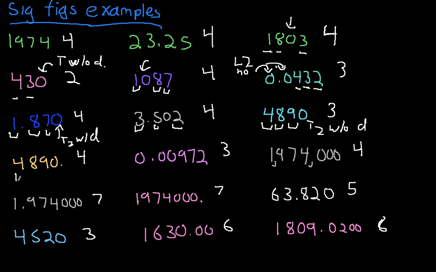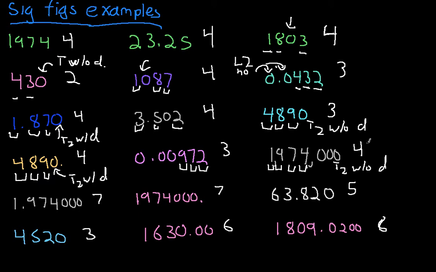This one, notice how it's very similar to the one before, but here it has a decimal place, so this is a trailing 0 with a decimal place, and that's why it has 4. This one only has 3 because it has 1, 2, 3 non-zero integers, and it has 3 leading zeros, which are never significant. This one has 4 non-zero integers, always significant, and it has 1, 2, 3 trailing zeros with no decimal place.